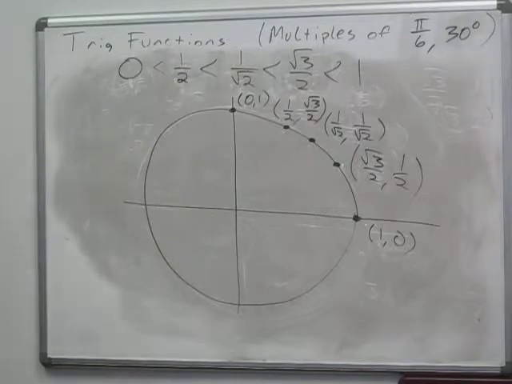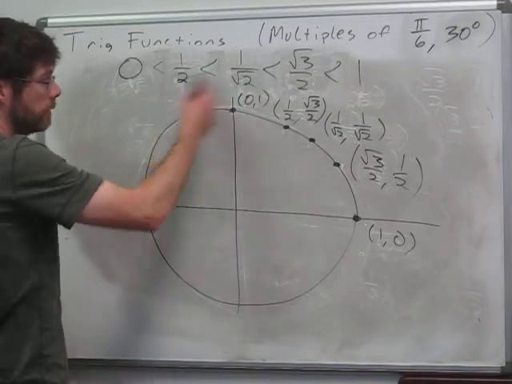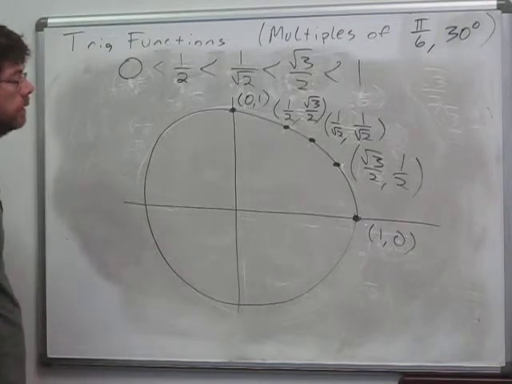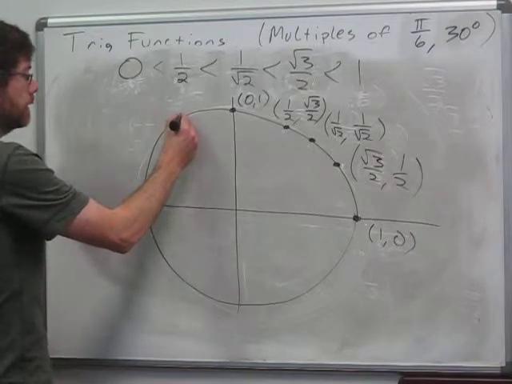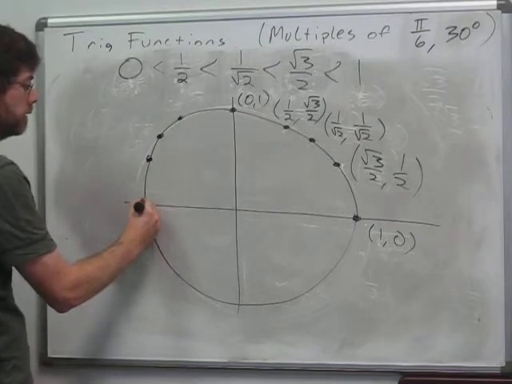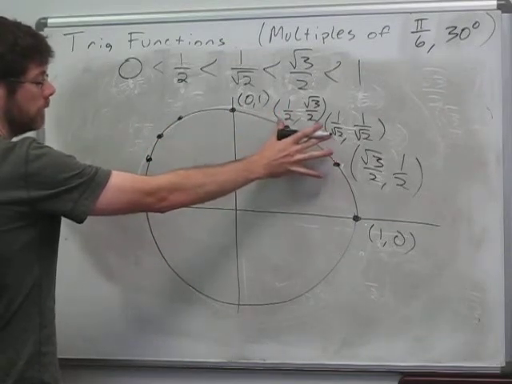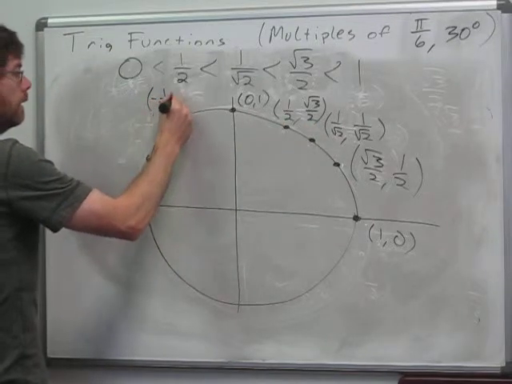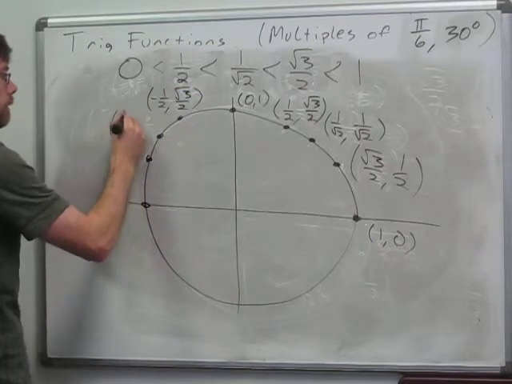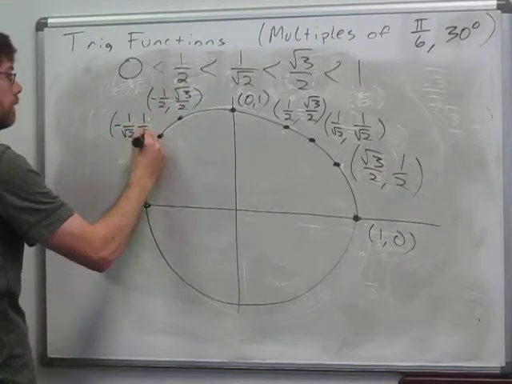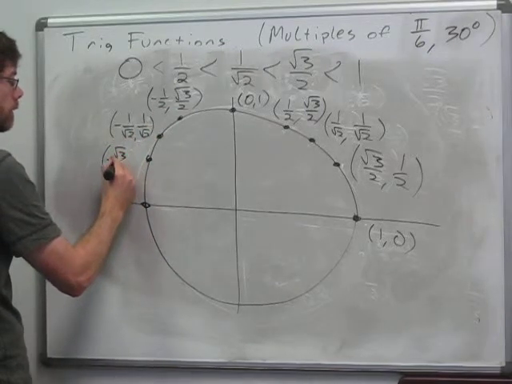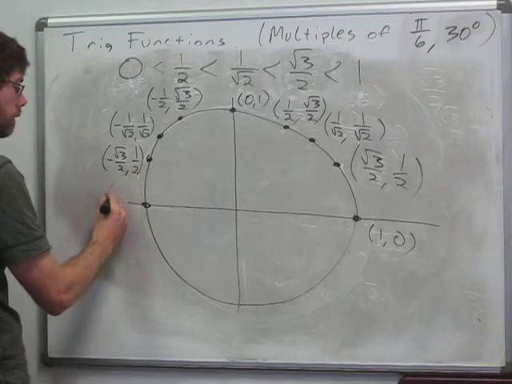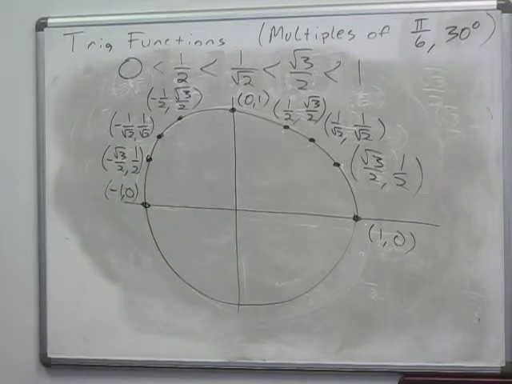Okay. To complete the circle, I can either think in terms of this ordering, or I can just use symmetries. And I think symmetries is quicker, so let's do that. To move my points from this side to the mirror image on the left, I'm just going to make the x-coordinates negative. Okay, so there, I've done the top half of my unit circle as far as the special angles are concerned.